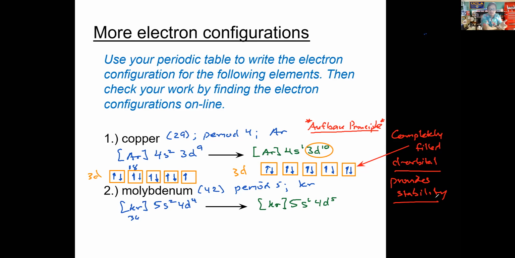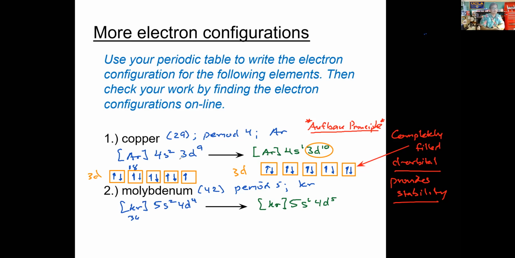And that's why we use it in plumbing. That's why we use it in electrical wire. Copper doesn't react very much. And the reason why copper doesn't react very much is because it is stable. And on the subatomic level, the reason why it is stable is because we have a completely filled d orbital that provides the stability that copper has.